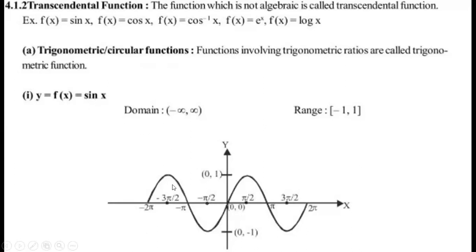Dear students, what is the graph of sin x? I think all of you know. What is the domain of sin x? That is the set of real numbers. What is the range? See carefully: minus 1 to 1.